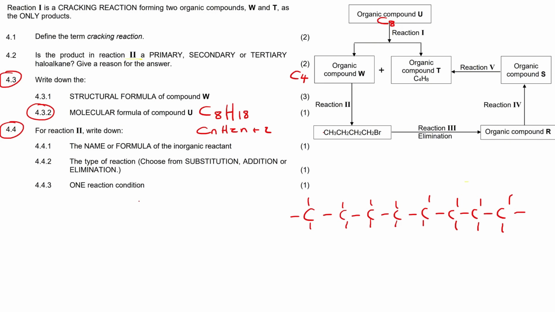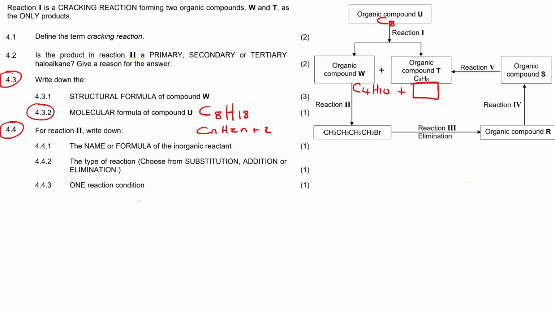For reaction number 2, where's reaction number 2? Okay, the one we've looked at already. Write down the name or formula of the inorganic reactant. What they mean is, we know that this over here was an alkane, which was C4H10. They want to know what you reacted that with to be able to produce this.